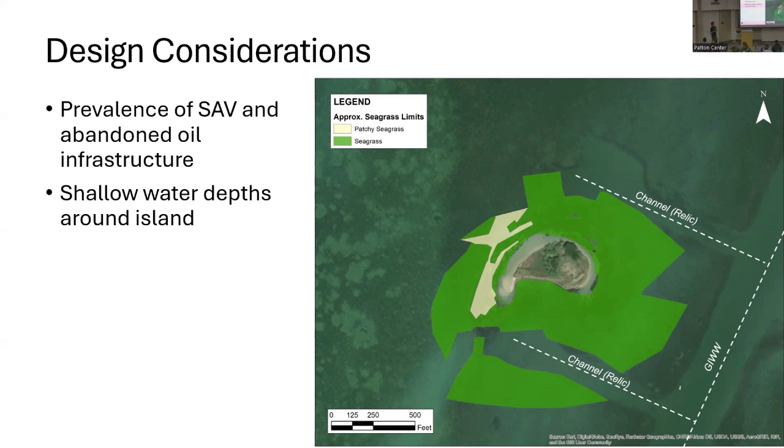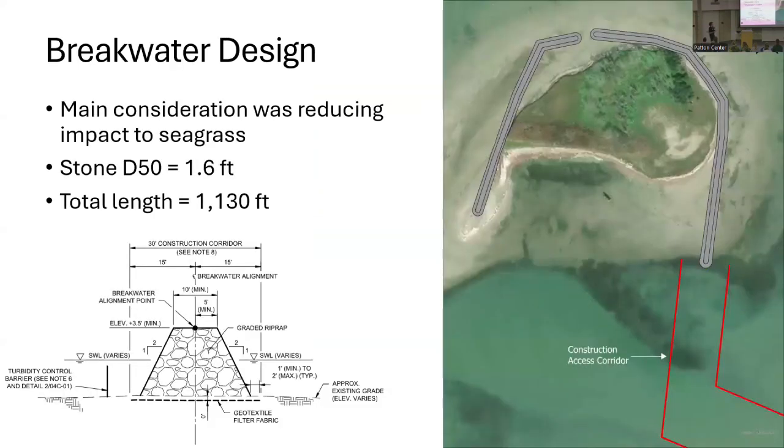Some of the other things we have to take into consideration throughout all Texas bays are any oil and gas infrastructure buried underneath, and then just from a constructability standpoint for these projects, these rookery islands typically have pretty shallow bathymetry around them, which makes accessing them a bit tough.